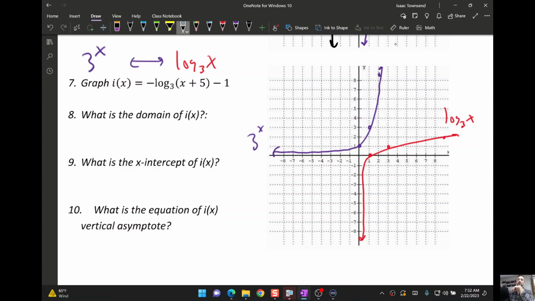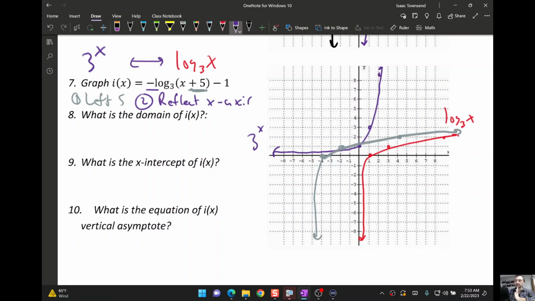It looks like if you plug the number in for x, the first thing you would do is add 5 to it. So the first transformation is going to be left 5. So all of these points need to move left 5. Then it looks like the next transformation would be this negative. And where that negative is, that is going to reflect over the x-axis. So points on the x-axis stay on the x-axis. Other points will flip over.